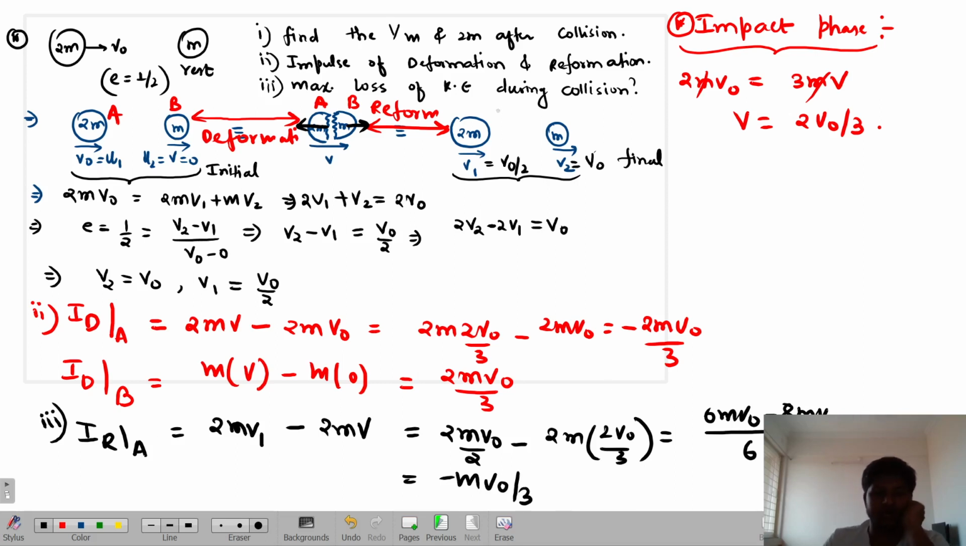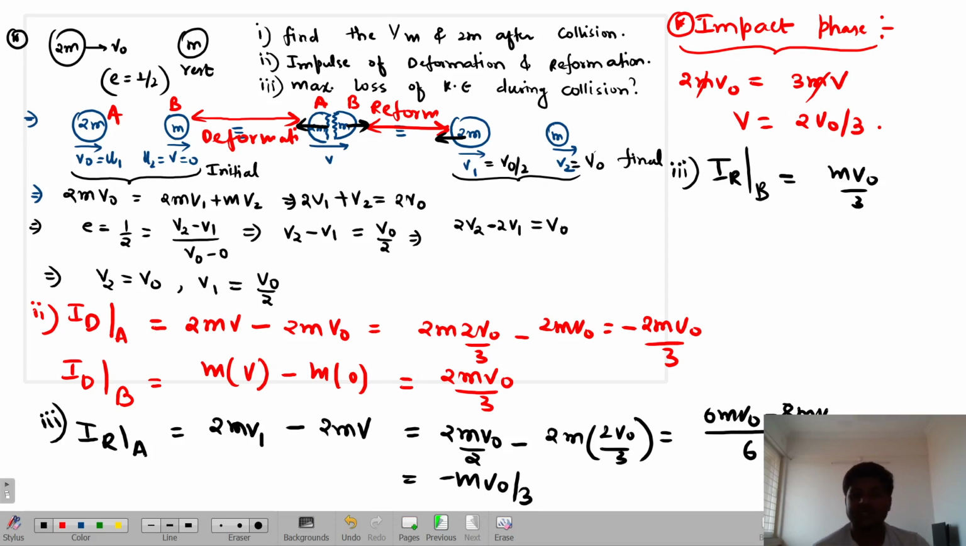Yes, so for A the reformation is working in which direction? Opposite direction. That is why its speed decreased. Are you able to get me? Similarly, I can calculate the third one, IR of B. You will get the same answer, but it will be positive MV naught by 3. Are you able to get me or not?